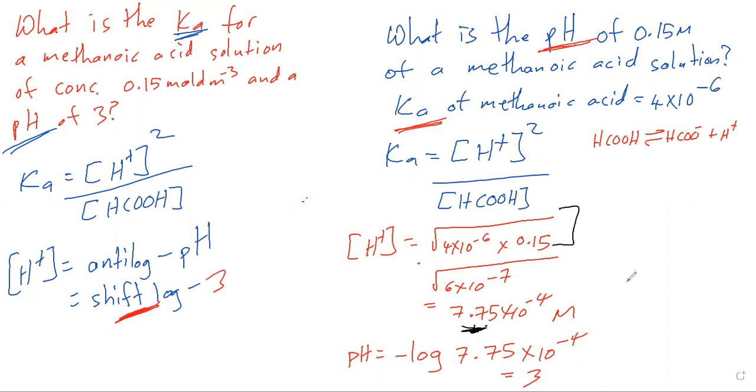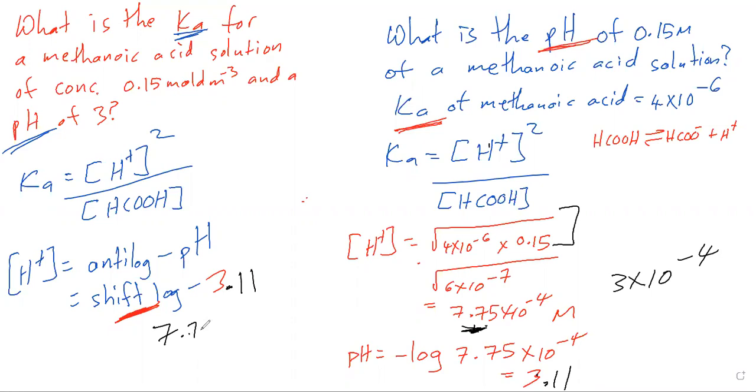How much do I get? You take the negative log of it and you get 3. If you take the anti-log of 3, you get 1 times 10 to the something. Because you rounded it off, the initial answer for that would have been 3.11. So when you take the anti-log of 3.11, how much do you get? I get 7.76.